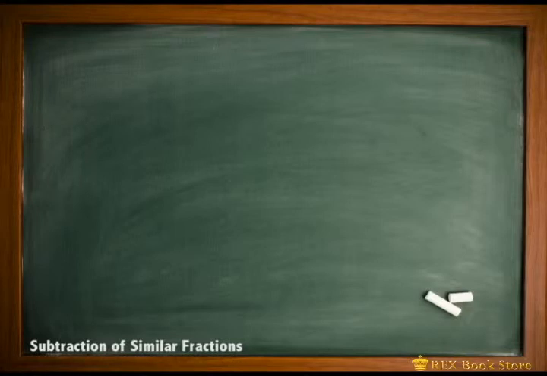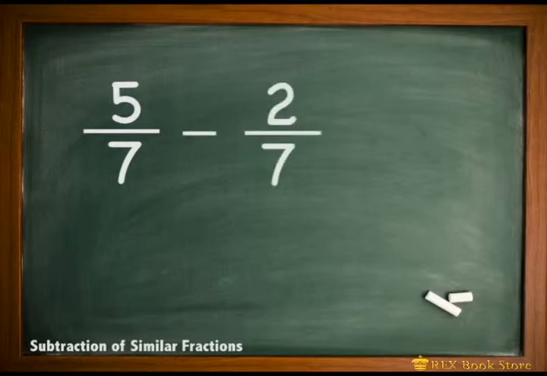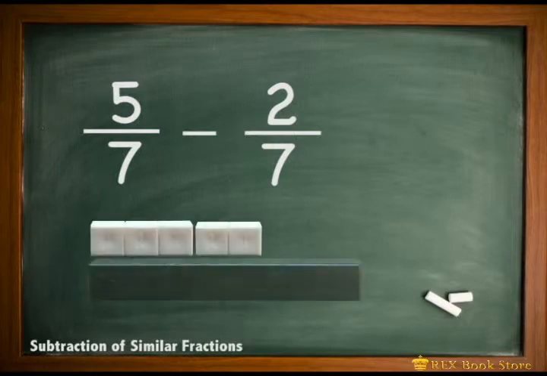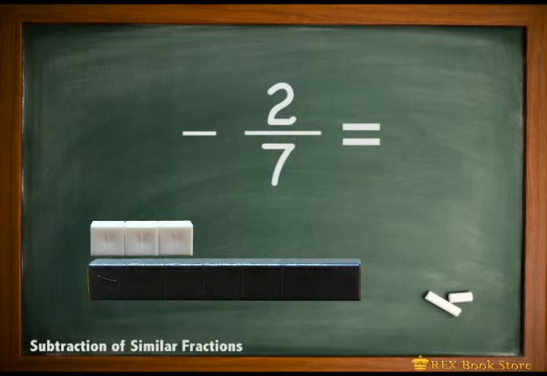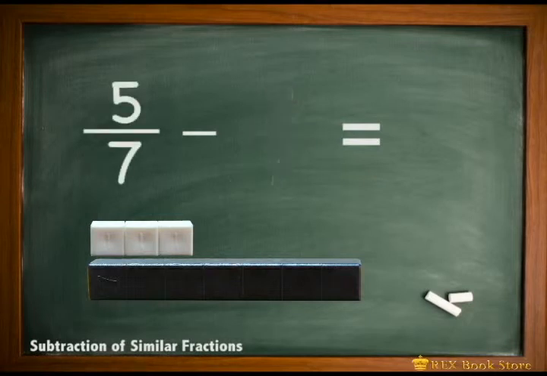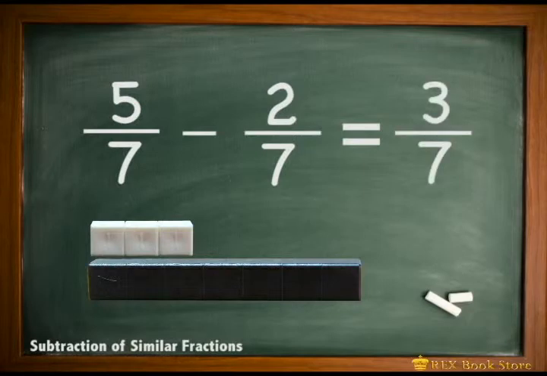Say we have here 5 over 7 minus 2 over 7. So we model first 5 over 7. We take away 2 parts. What is left now is 3 parts. So 5 over 7 minus 2 over 7 is 3 over 7.